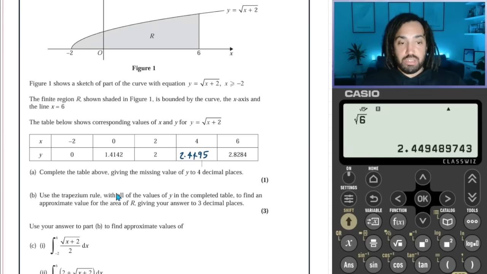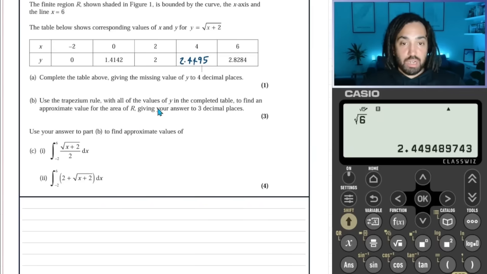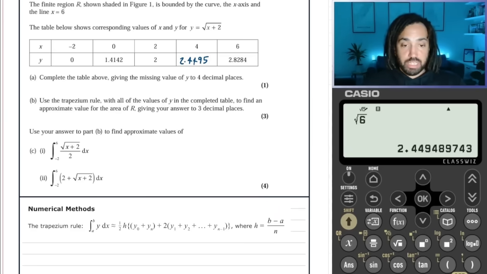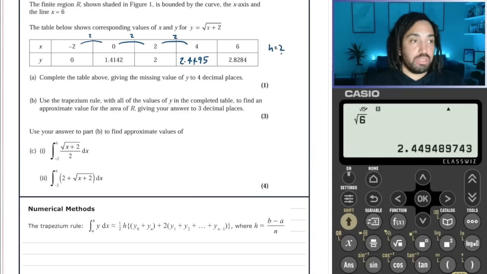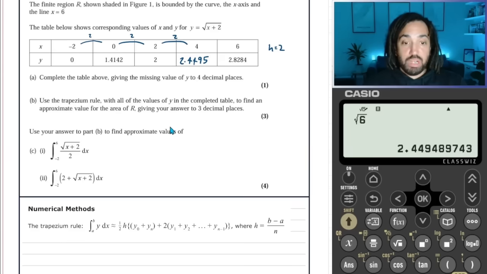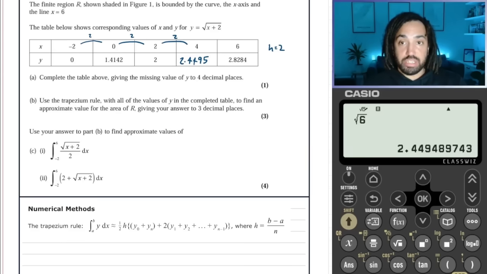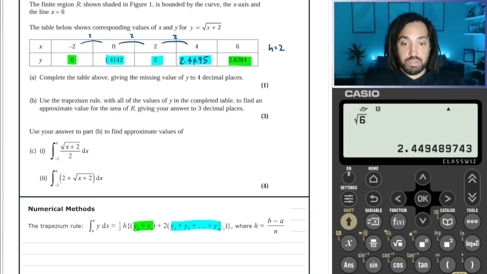Okay, now it says use the trapezium rule with all values of y in the completed table to find the approximate value of the area. Okay, so we need the trapezium rule. And here it is from the formula book in all its glory. So the first thing to do is to figure out what the height is. Well, the height is the gap between the x's. So we can see here clearly that h is going to equal 2. And then the y0 and the yn are the end points. So those are here. And then the other ones are the ones in the middle, which is this one, and this one. And those you have to times by 2.